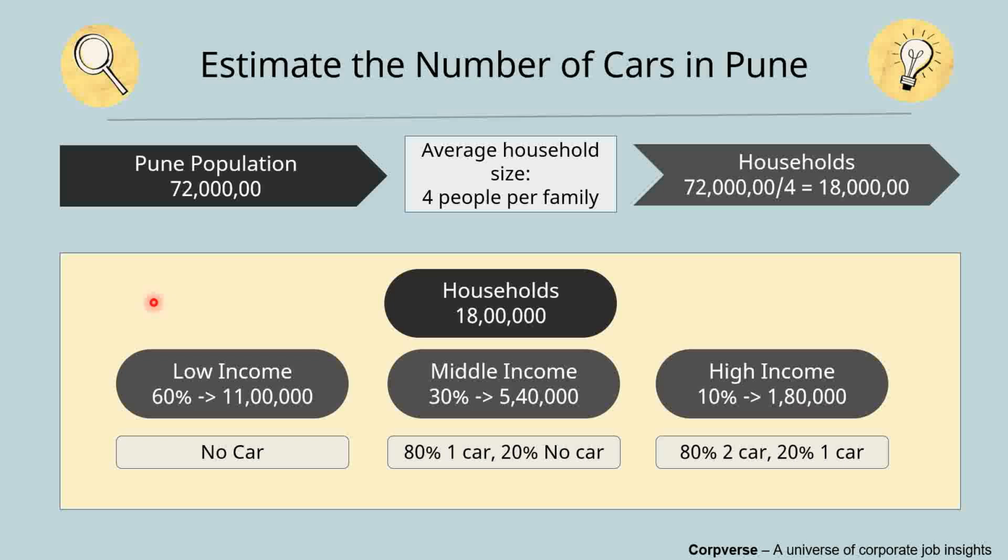Now how this helps is you can totally eliminate the low income group. That is, these 11 lakh households, we can clearly assume that they won't have a car. And then coming to the middle income group, here we can assume that 80% of them will have one car and 20% of them will not have any car, even though they can afford it. And for the high income group, we can assume that 80% of them will have 2 cars and 20% of them will have 1 car. Based on these assumptions, we can do our further calculations.